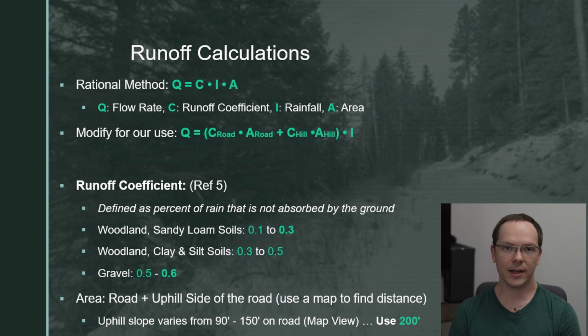So then for our area, we have the width of the road, and then the uphill side of the road up to a crest. All that water has to come down. It's got to come down across the road. So you can take Google Maps and just guesstimate from the edge of your road up to where the nearest crest is, or if there's something else that's going to divert the water, obviously only to that point. For us, it is between 90 and 150 feet wide. I'm just going to use 200 feet just so that I've got a nice even number to work with.